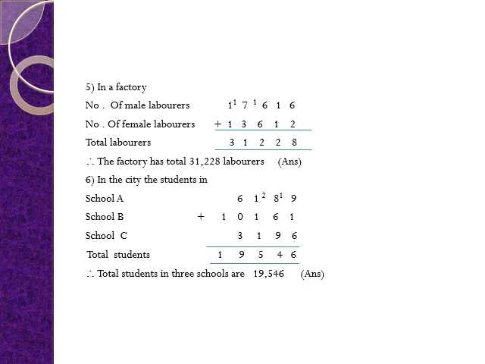Question number 6. In a city there are 3 schools. In school A there are 6,189 students. In school B there are 10,161 and in school C 3,196. So for the total students, we have to add all 3 numbers, and we get the total students in the 3 schools are 19,546.